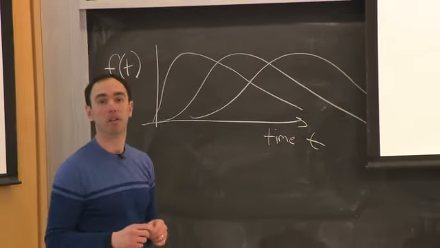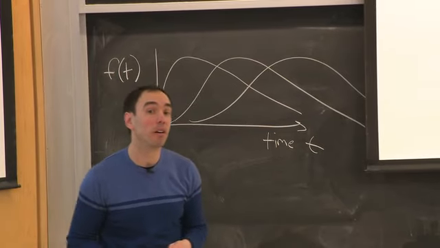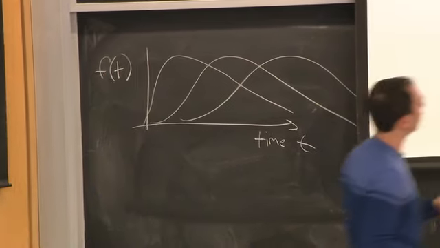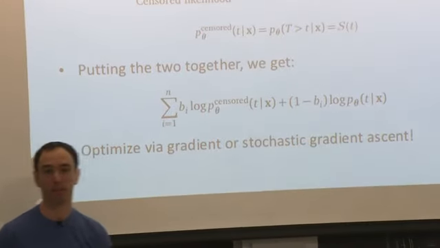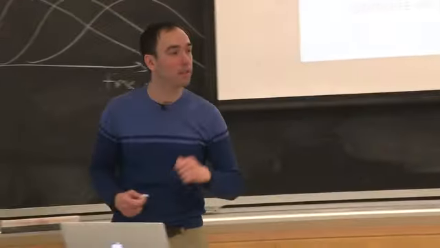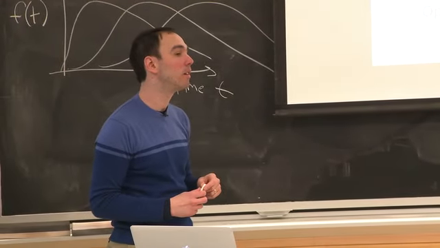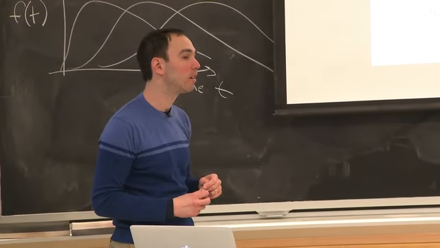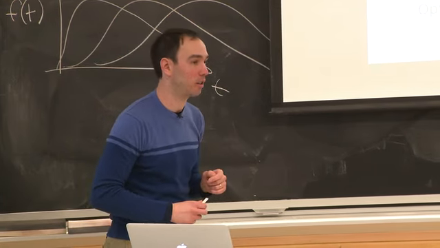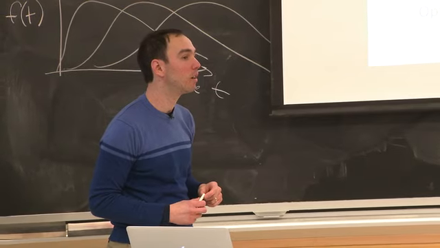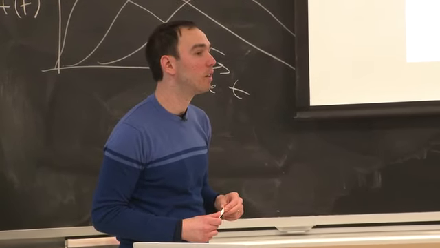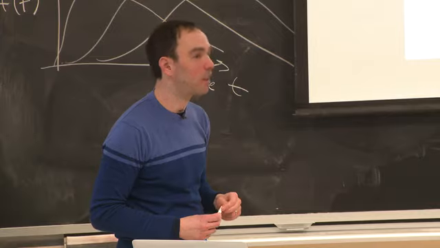Yep? Could you repeat what B sub i is? B sub i is just an indicator of whether the ith data point was censored or not censored. Yes? For the uncensored likelihood, it's more like a probability density function, but for the censored likelihood, it's more like a cumulative density function. No, for the uncensored, it's the probability density function. Yes.